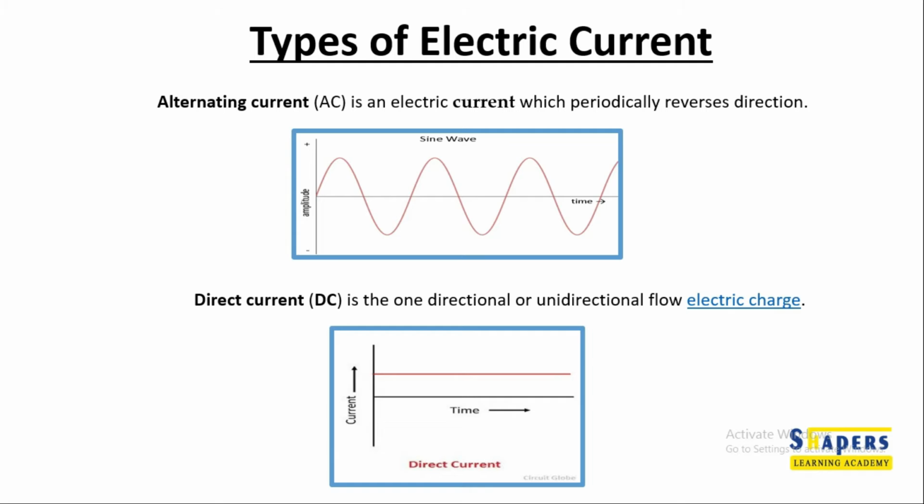Types of electrical current. There are two types of electric current. One is alternating current and the other is direct current. Alternating current is the norm in homes and industries in today's electrical environment. You see the lights, your refrigerators, your air conditioners, they all use it. Alternating current periodically reverses direction, and it is typically indicated by sine waves.